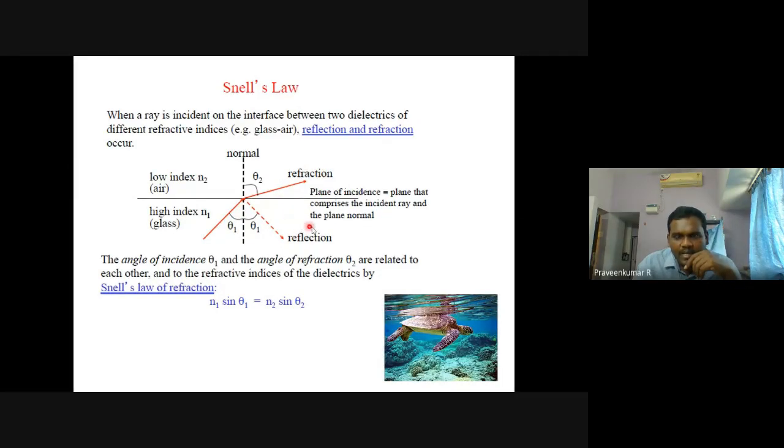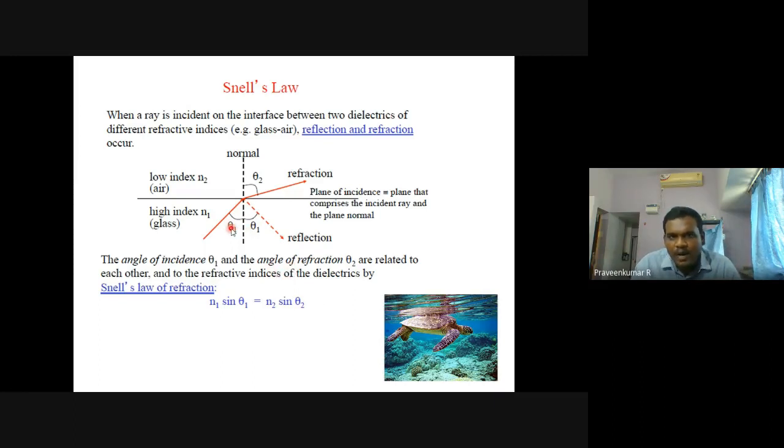The plane of incidence is the plane that comprises the incident ray and the normal line. So that is the idea of Snell's law: n1 sin theta 1 equals n2 sin theta 2. To understand this concept, you can see this picture, the interface between the water and the air, where the total image can be seen inside, under the water or under the sea. So this is the idea behind Snell's law. You have to ensure that n1 sin theta 1 equals n2 sin theta 2.